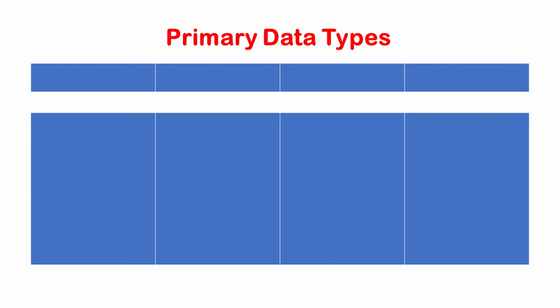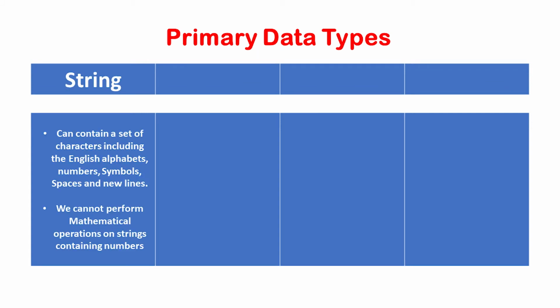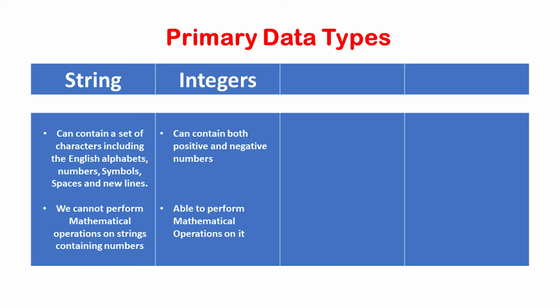The first primary data type is string. A string can contain a set of characters, including numbers, spaces, and new lines. If a string contains numbers, then we cannot perform arithmetic operations on those numbers, which are not even numbers, they are strings. If we want to perform arithmetic operations on numbers, then for that, we have our second primary data type, and that is integers.